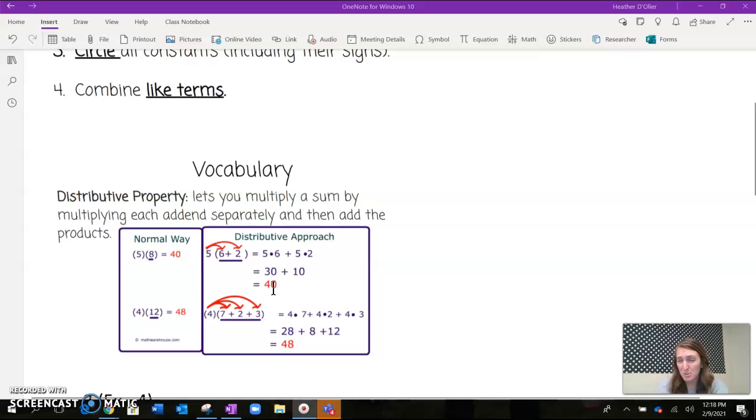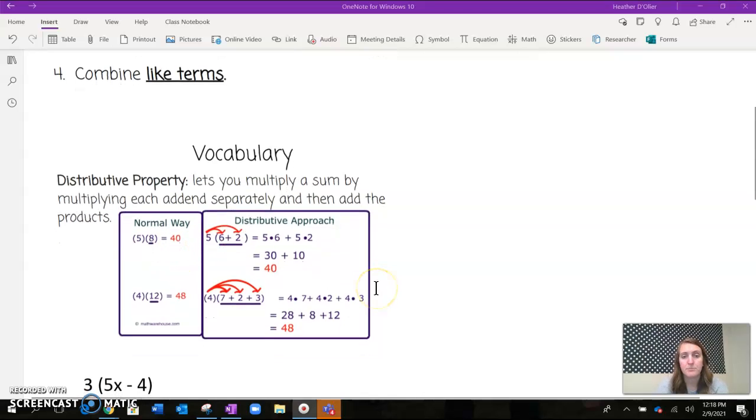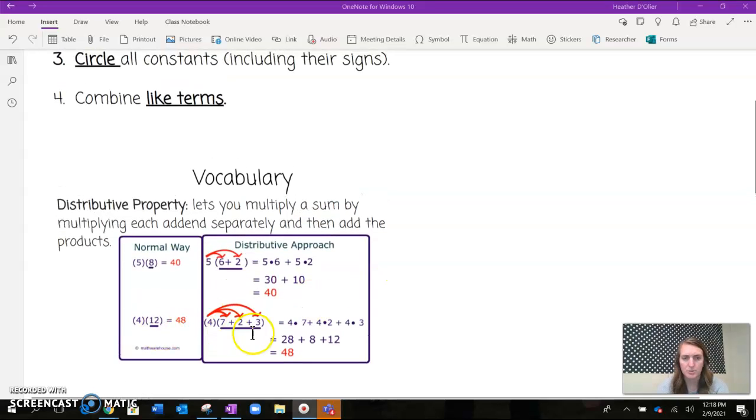Again, that might be because maybe you don't know 5 times 8 off the top of your head. Or, and I don't like that they chose this summation problem, but that's okay. 4 times 12, I would have broken 12 up into 10 plus 2 because I know 4 times 10 and I know 4 times 2. But they broke it up into 4 times 7 plus 2 plus 3 because 7 plus 2 plus 3 is 12. They multiplied each statement and then added those together to get 48. Okay, that's what the distributive property is.